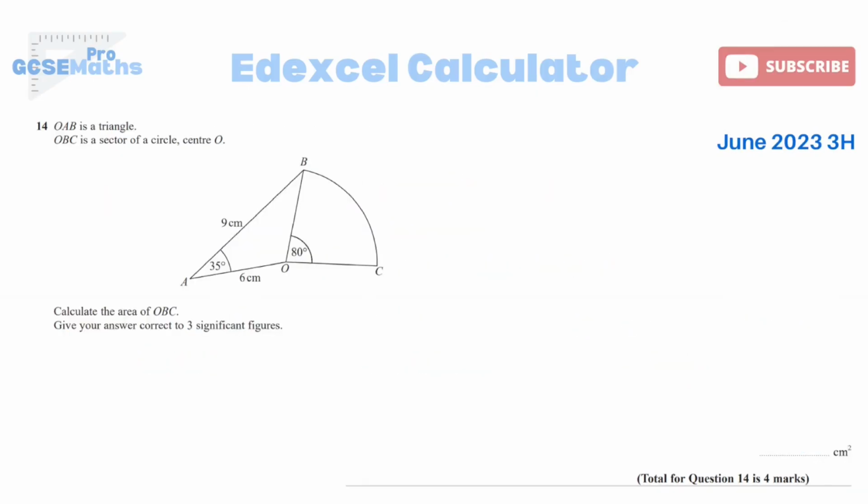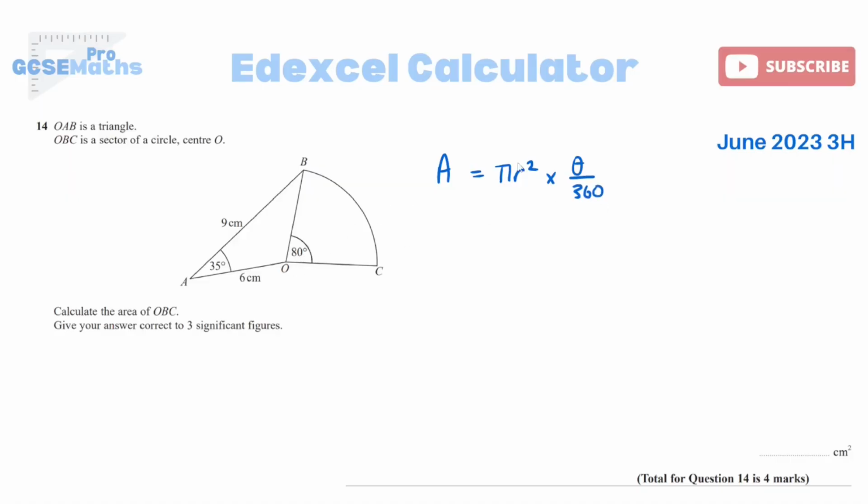The next question we've got is involving circle sectors and then obviously some kind of triangle as well. So we've got area. So OAB is a triangle, OBC is a sector of a circle centre O. Calculate the area of OBC. So that is the sector bit. So I'm going to have to use the triangle to help me with the area of the sector. We should know the formula for the area of a sector. Area of a sector is pi r squared, so the whole circle, but then multiplied by the angle over 360.